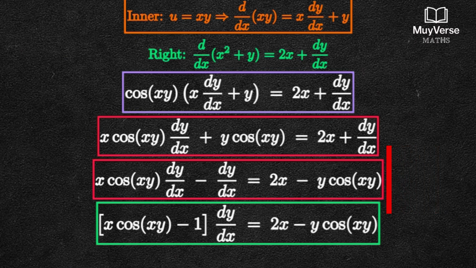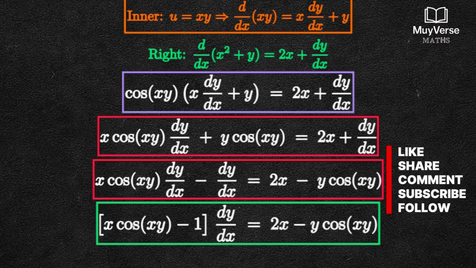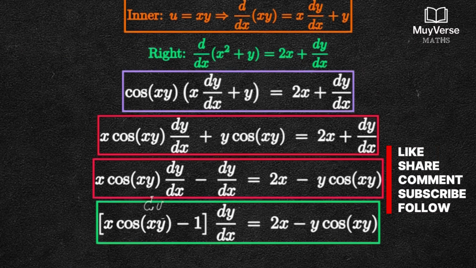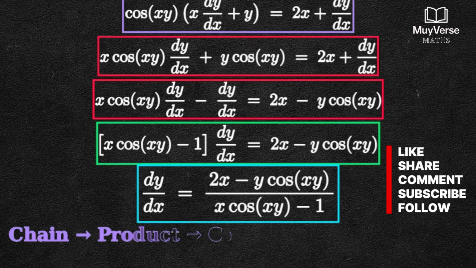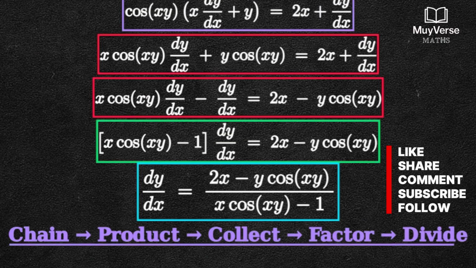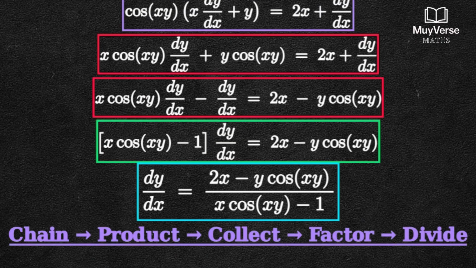Step 3. Solve for dy/dx by dividing both sides by the bracket term. dy/dx equals the fraction 2x minus y times cos(xy) over x times cos(xy) minus 1. That is our result. Recap. Chain rule on sin(xy), product rule on xy, collect dy/dx terms, factor, and divide. Every step shown gives a quick visual path to the answer.